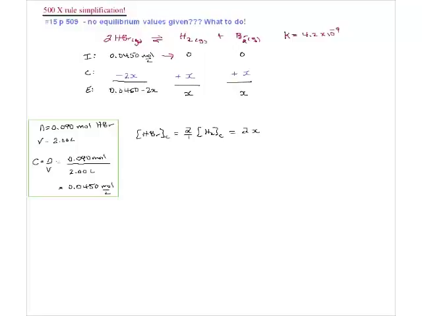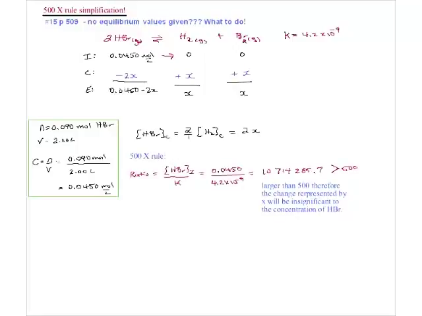So we want to do our 500 times rule, and there we go. Now on the public exam, they're looking for you to state this. They want you to state a simplifying assumption or write in the 500 times rule. The 500 times rule is simply saying the ratio of the initial concentration divided by our K. So there we go, that's my initial concentration.